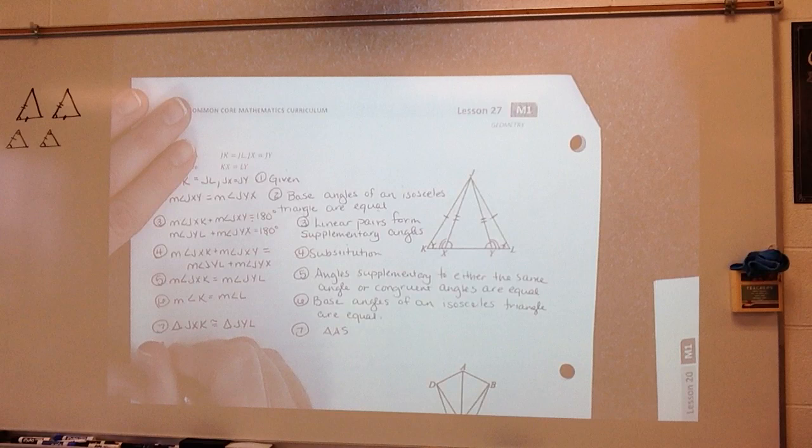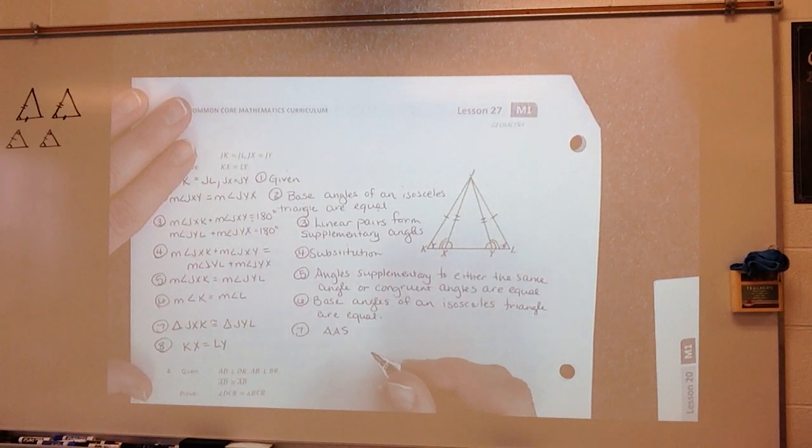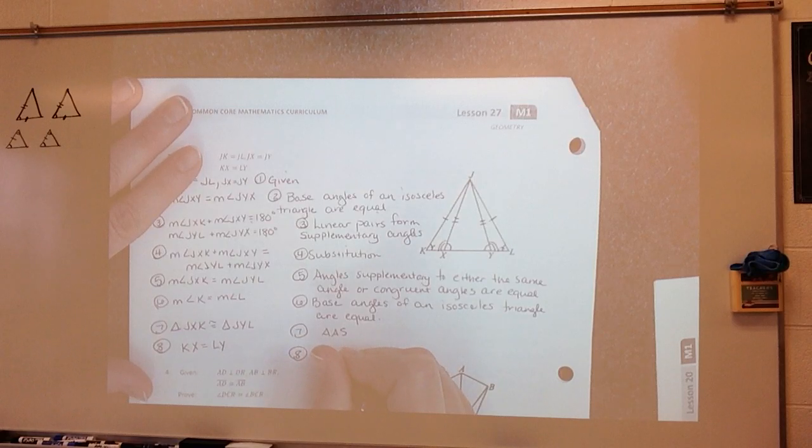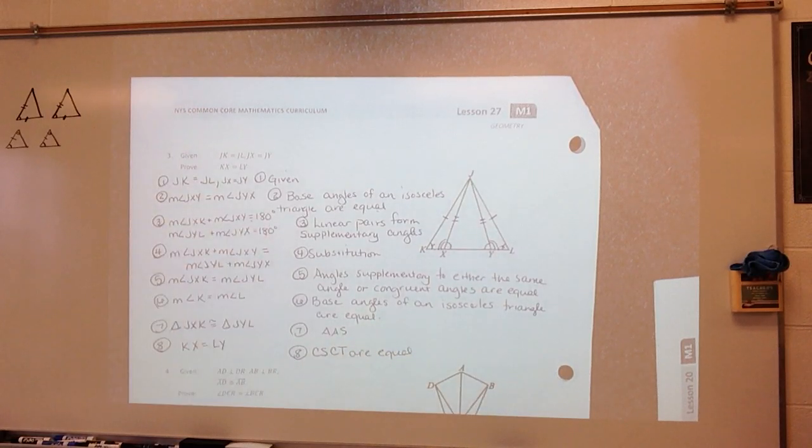And since I've proven them congruent, I can now say KX is equal to LY by corresponding sides of congruent triangles are equal. Corresponding sides of congruent triangles are equal. Okay, we've been normally doing CPCTC. We're going to do corresponding sides of congruent triangles are equal.